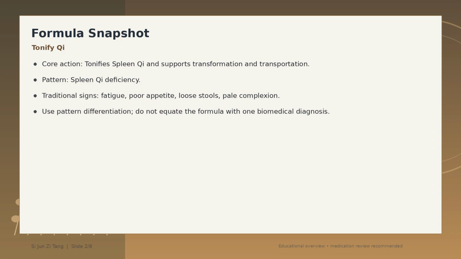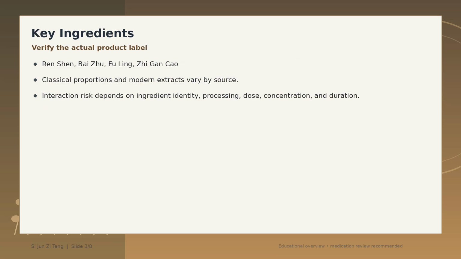Conversely, these traditional signs can arise from multiple biomedical conditions. That is why pattern differentiation and conventional red flag screening should occur together. Key herbs commonly associated with this formula include Ren Shen, Baizhu, Fu Ling, Zhigan Cao.